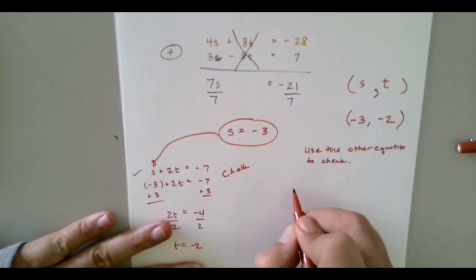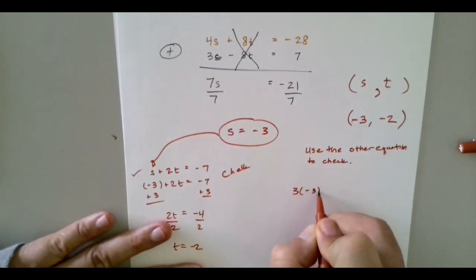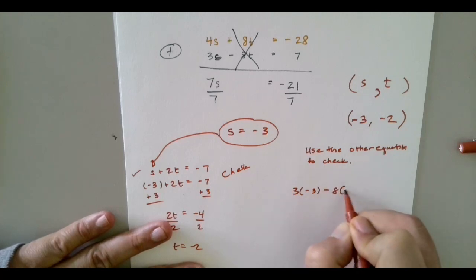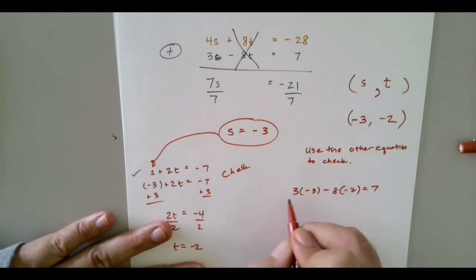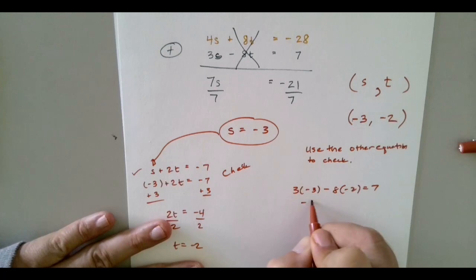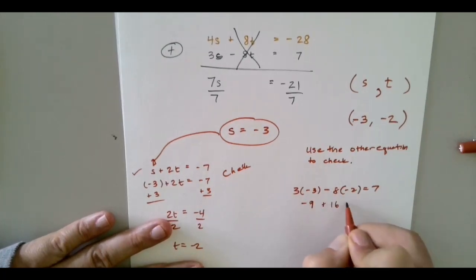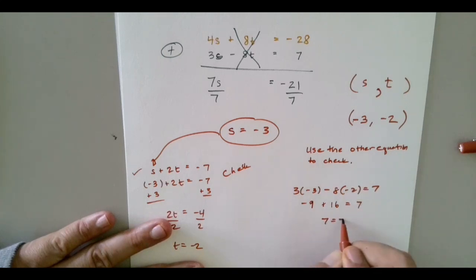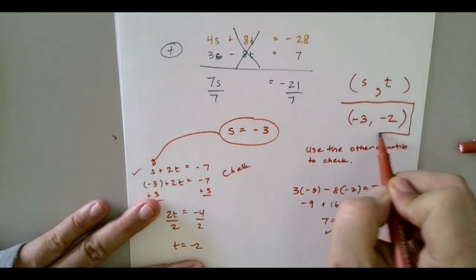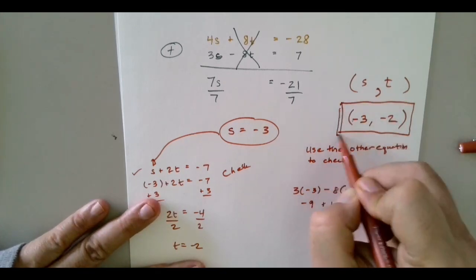So I have 3 times negative 3 minus 8 times negative 2 equals 7. 3 times negative 3 is negative 9. A negative times a negative is a positive, so I get negative 9 plus 16 equals 7, which means that 7 equals 7, which is correct. So now that I know this is correct, I'd probably go back and box it, ring it, whatever you want.